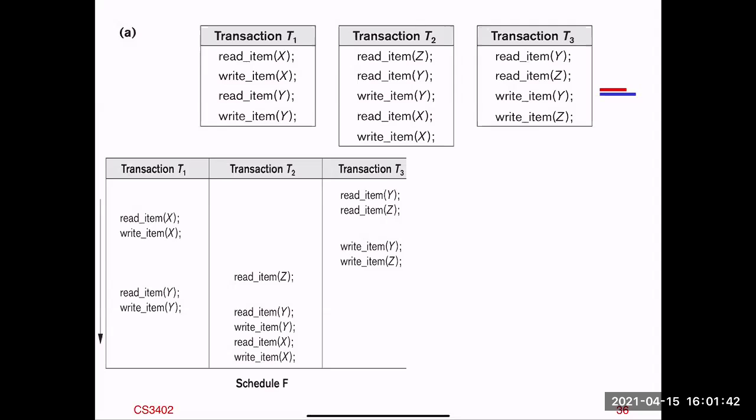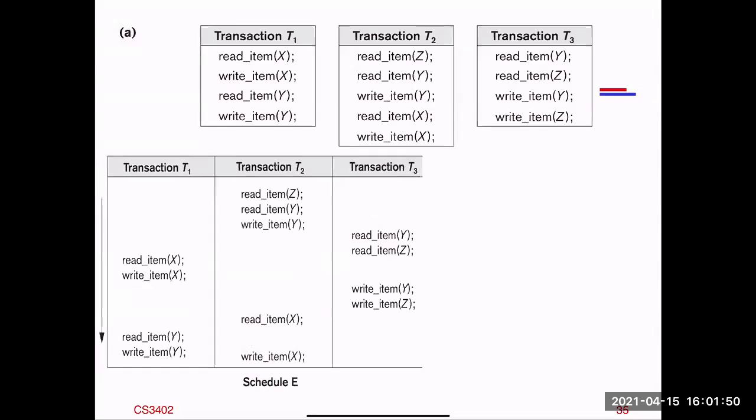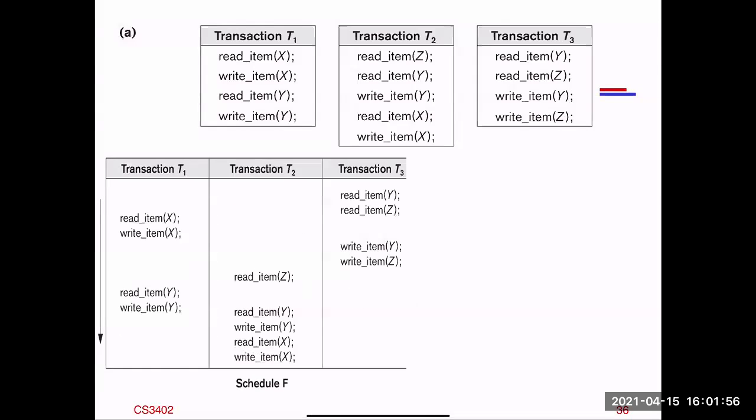Anyway, let's start. Last time we talked about the serializability of schedules, and we discussed this schedule here and drew its serialization graph. Now we're going to look at this slightly different schedule, again for the same three transactions, T1, T2, and T3. Let's draw the serialization graph for the schedule F here.